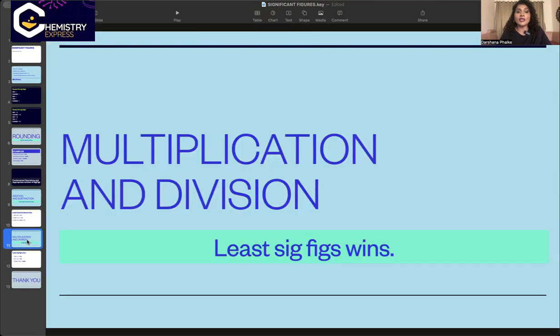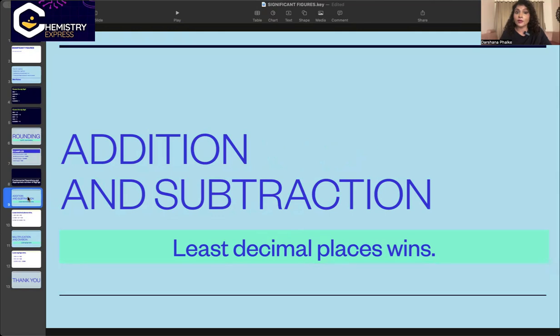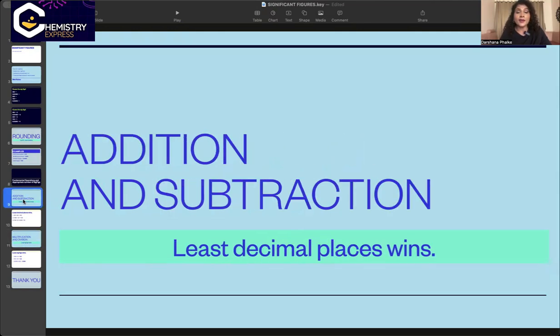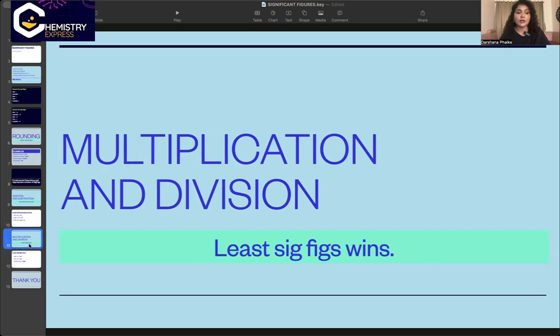Now what happens when you're multiplying or dividing? In multiplication and division, students, you have to give your answer in the least number of sig figs. Remember, for addition and subtraction, it's the least number of decimal places, and this is the least number of sig figs. If you want, please take a screenshot of this and also write it in your notebook. So whenever you are adding or subtracting measurements, write the answer in the least number of decimal places. Multiplication and division is the least number of sig figs.